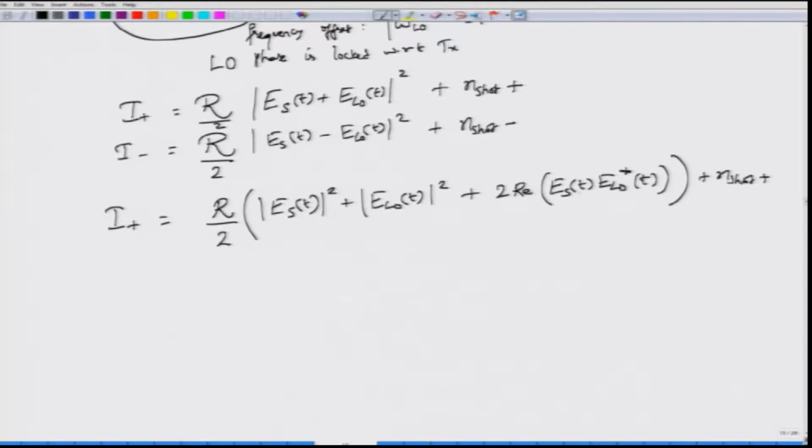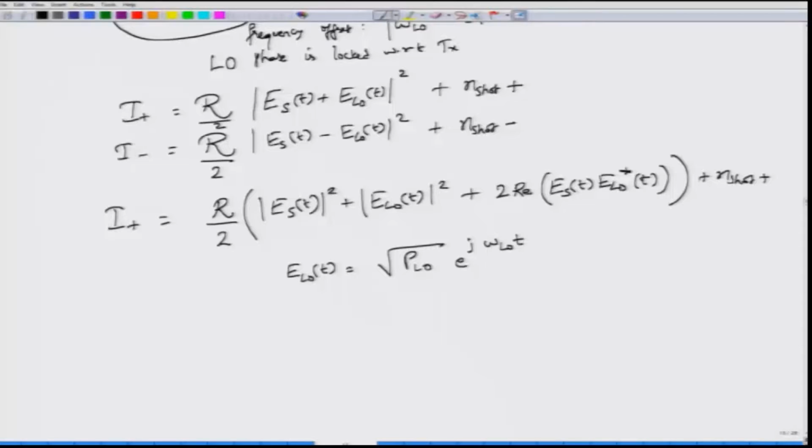What is this Es of t ELO conjugate of t? We have ELO of t, which is the local oscillator output, having a power of square root PLO, okay, and then you have e to the power j omega LO t. We are going to assume that this local oscillator is having a constant phase, and remember that constant phase is the difference between the transmitter and the receiver phases, which we are going to assume to be constant, okay. So, as far as the receiver is concerned, the local oscillator is simply a sinusoidal carrier which has a frequency of omega LO and has an amplitude of square root PLO.